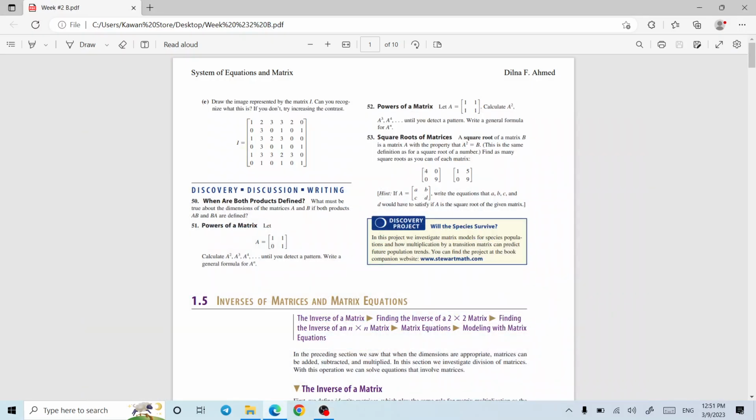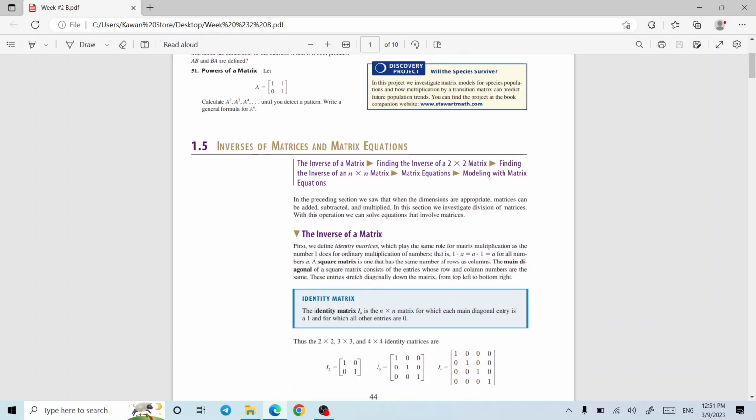Okay. Shall we start again? Yalla. We have inverse matrix. Kindly have a seat. Okay.